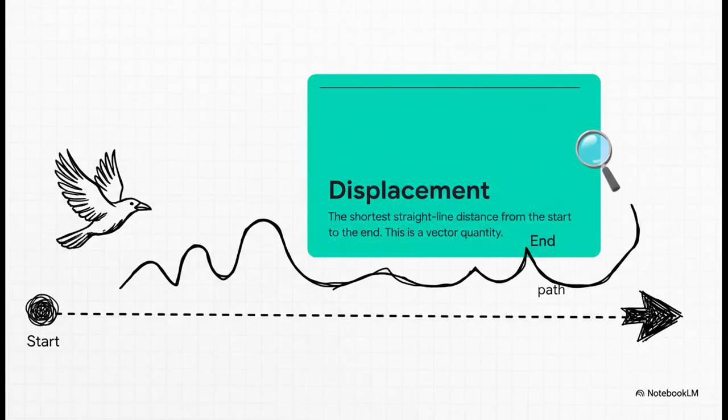Okay, now let's contrast that with displacement. See, displacement couldn't care less about the path you took. All it cares about is the straight line between where you started and where you ended up. It's that as the crow flies distance. And here's the really critical part, displacement always includes direction.